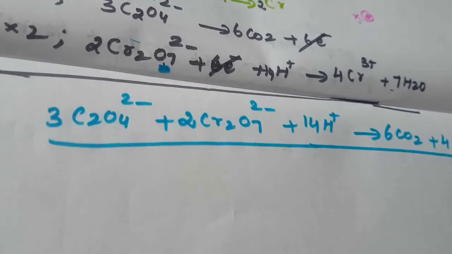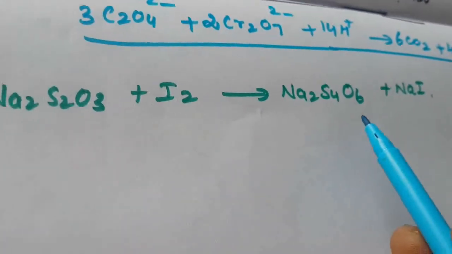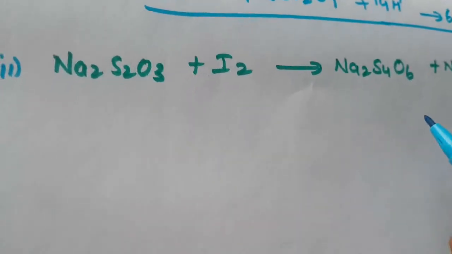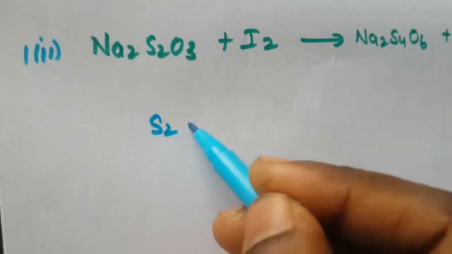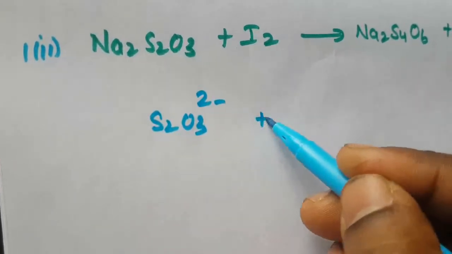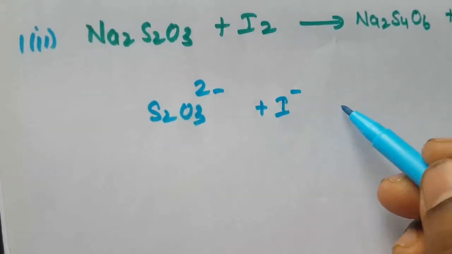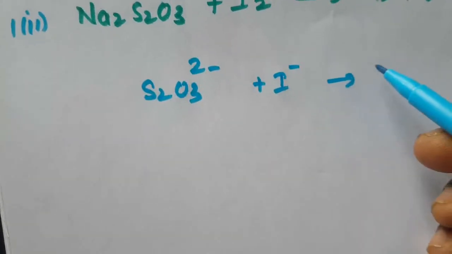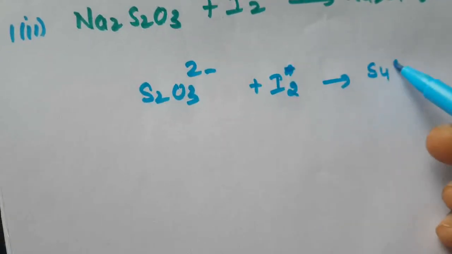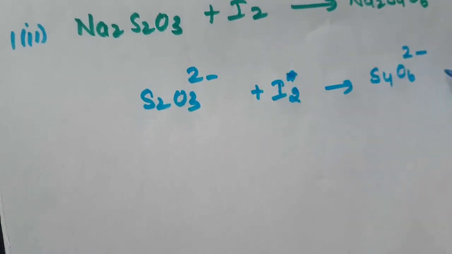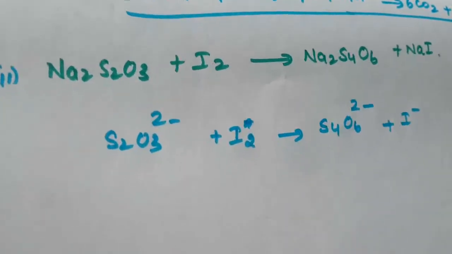So the next question is Na2S2O3 plus I2 gives Na2S4O6. That is the normal equation given. First you are writing the ionic equation. How to write that ionic equation? S2O3 2 minus plus I2 gives S4O6 2 minus plus I minus. Okay, so this is the ionic form of this equation.